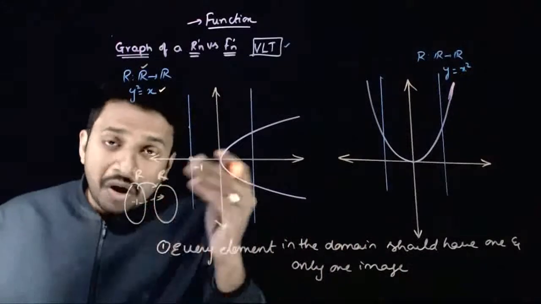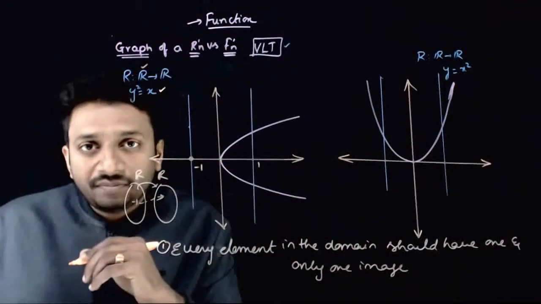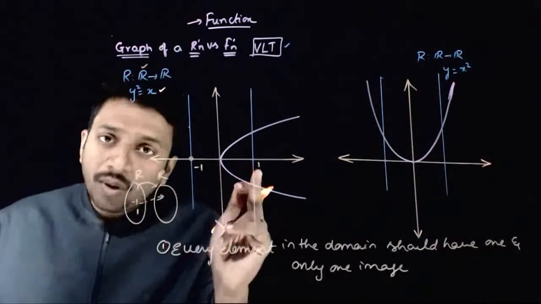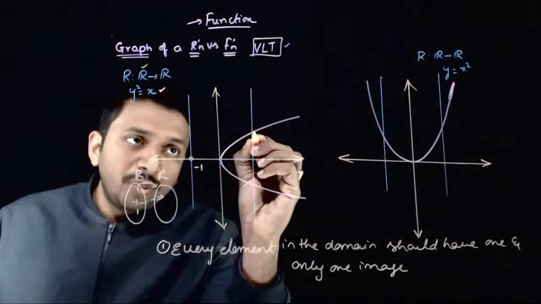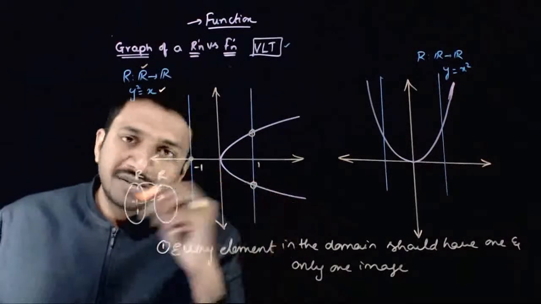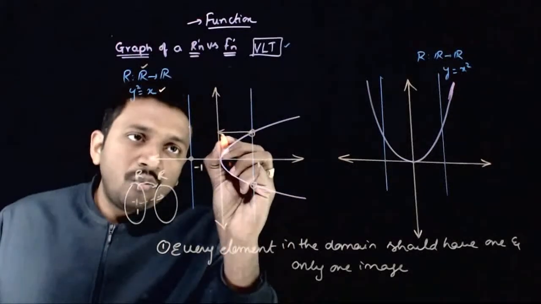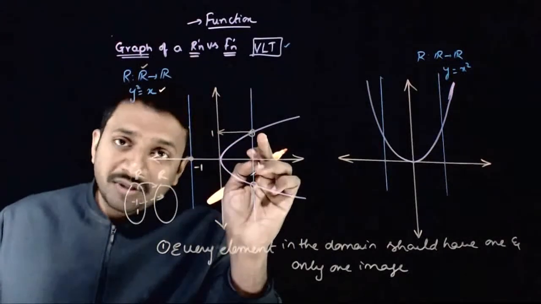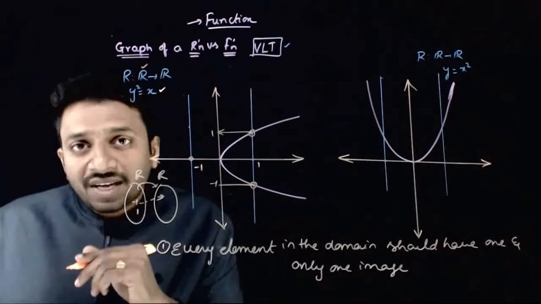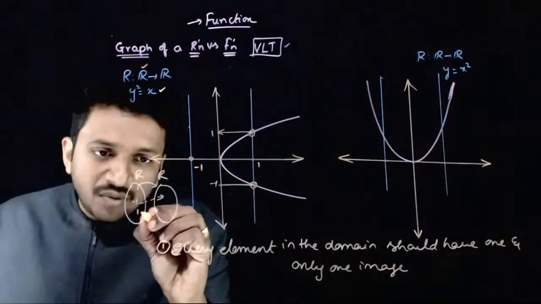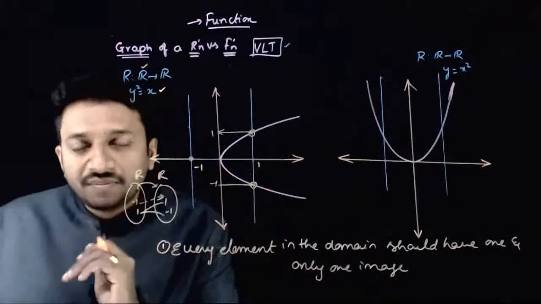So this is not a function. And also, let us go to x is equal to 1. Corresponding to x is equal to 1, if you draw a vertical line, it cuts the curve at 2 points, right? At 2 points. That means corresponding to x is equal to 1, y is equal to 1 is also satisfied by this equation. Y is equal to -1 is also being satisfied. That means corresponding to x is equal to 1, you have two images, 1 and -1.